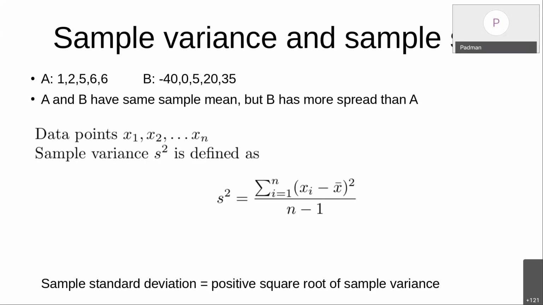So generally, since we are taking the square, the sample variance is denoted as s square, and the positive square root of that is known as the standard deviation. Both those measures are useful. That we'll see in a bit.